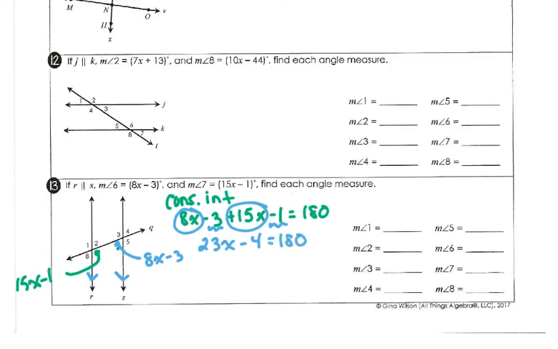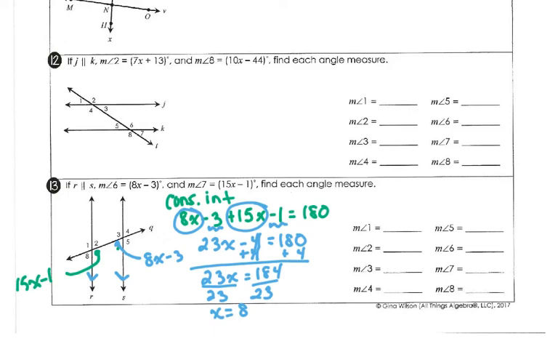So now you have a simple two-step equation to solve. So add 4 to both sides. You get 23x is equal to 184. And then getting x by itself, divide by 23. You get x to equal 8. Now, I'm not done because I need to find the measure of each angle.